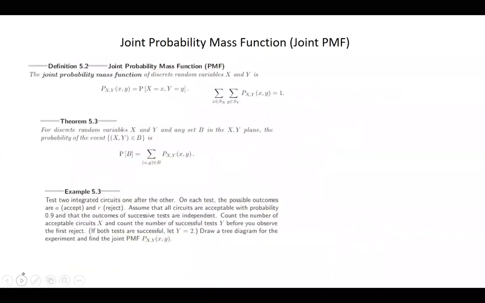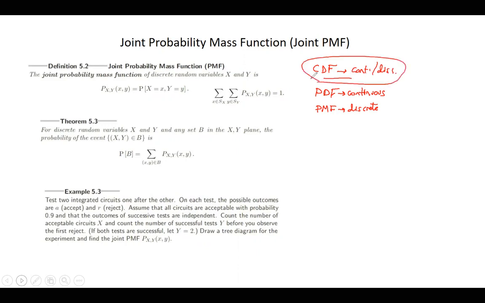Okay, joint probability mass function. Joint PMF. Again, remember this. We got CDF, we got PDF, and we got PMF. This is for discrete. This is for continuous. And this is for both continuous and discrete. Now we have already defined joint CDF. Next, we define joint PMF.